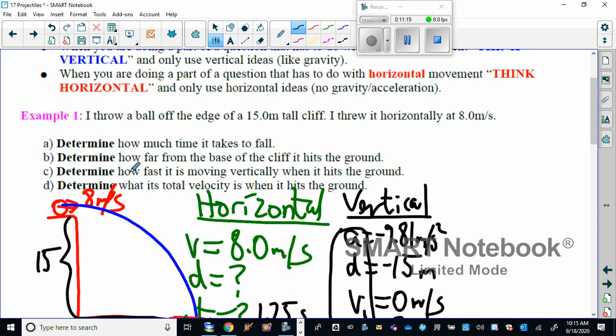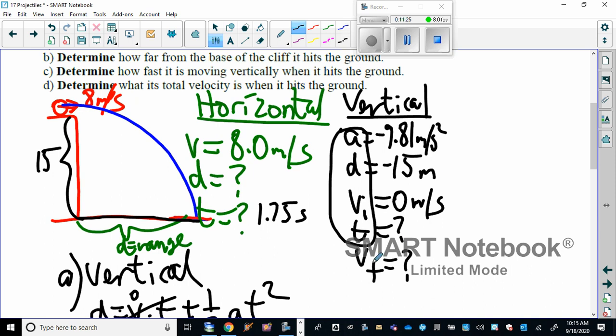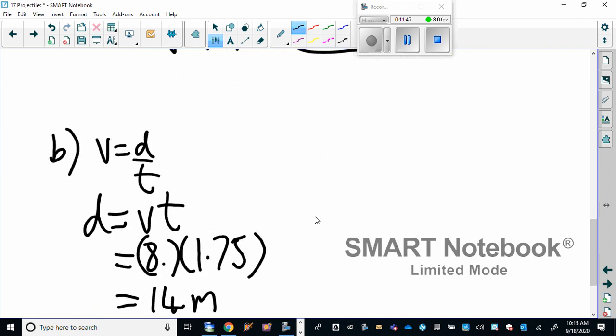C says determine how fast it is moving vertically when it hits the ground. So it's pretty obvious we're going to have to use the vertical component. And what are we solving for here? We're solving for this one, VF. And we're going to try and use only information that's given to us in the initial question. So of course we can do that because we have 3 pieces of information here and we're looking for the 4th. So what formula has VF, VI, A, and D? And that is our good friend.